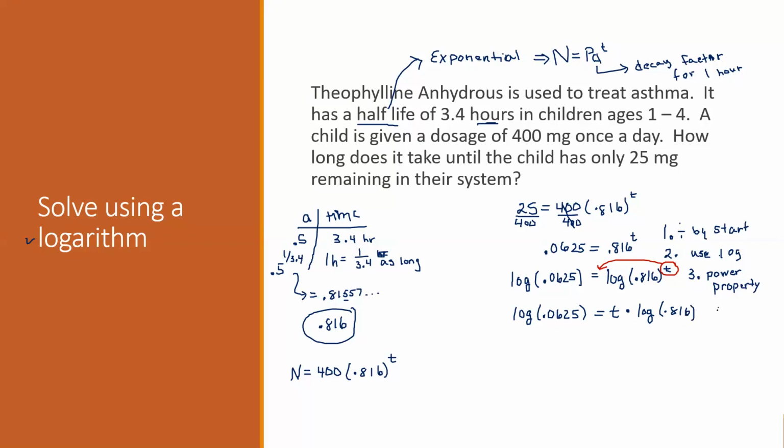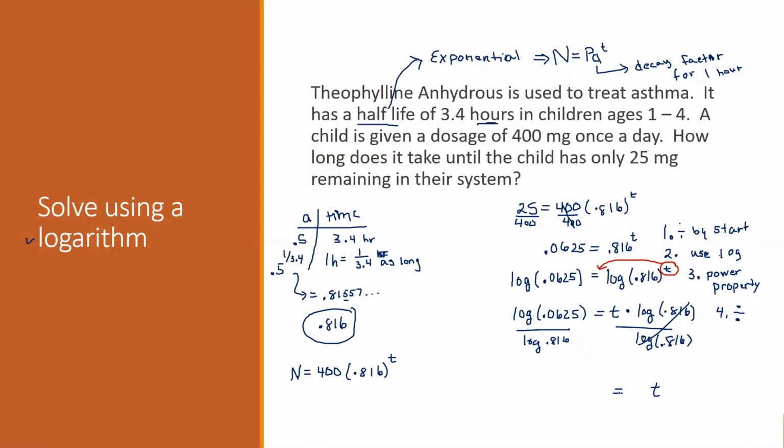And then my final step is to divide. So I want to get t by itself. It's multiplied because of the power property. And so I'm going to divide on both sides by the log of 0.816. On the right-hand side, these guys cancel. So that's just t. That's what I was asked to figure out.